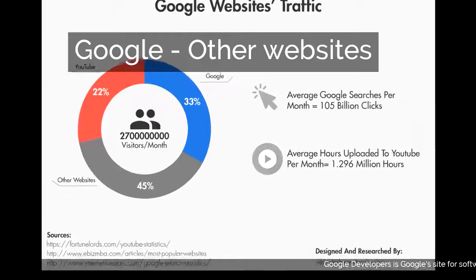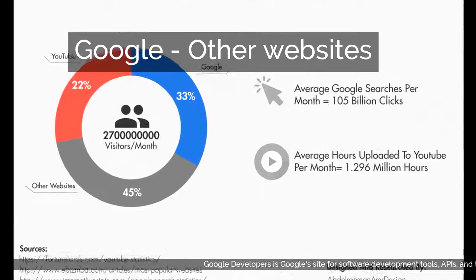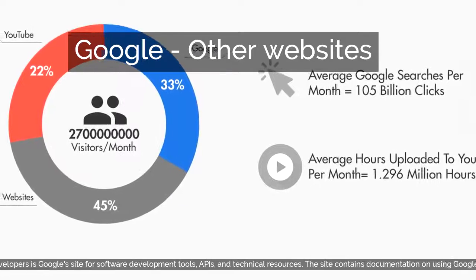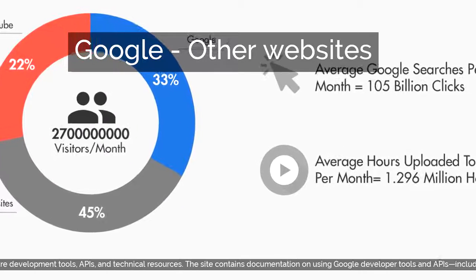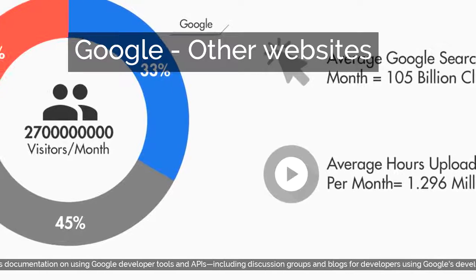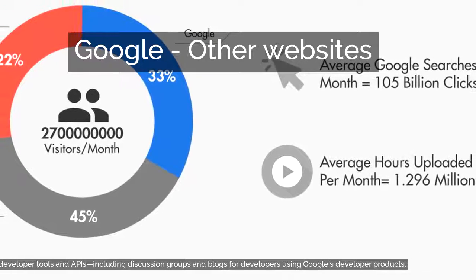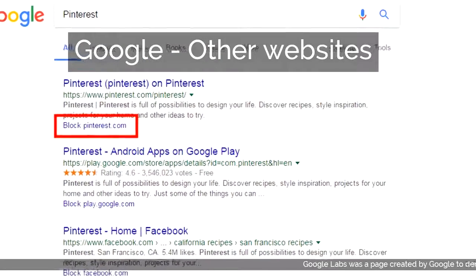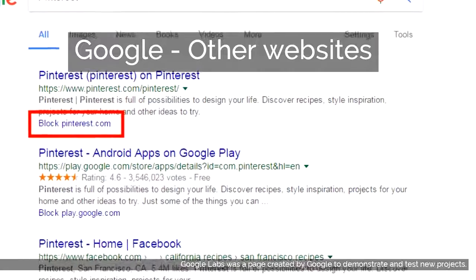Google Developers is Google's site for software development tools, APIs, and technical resources. The site contains documentation on using Google Developer Tools and APIs, including discussion groups and blogs for developers using Google's developer products. Google Labs was a page created by Google to demonstrate and test new projects.